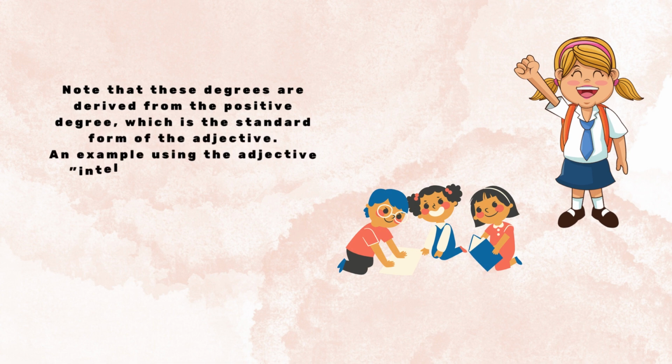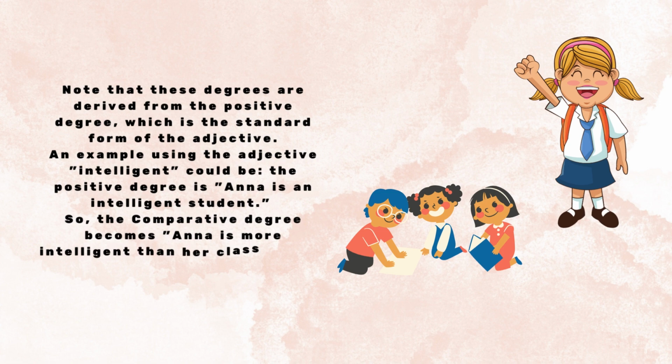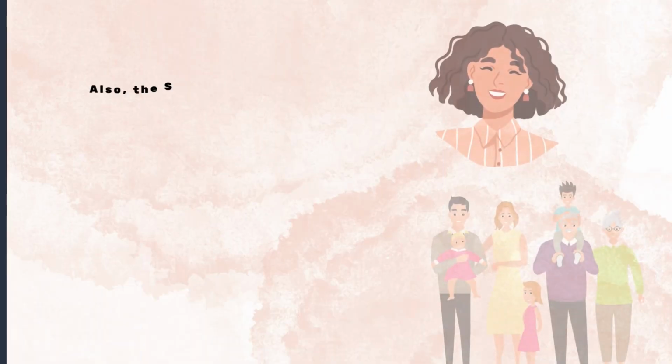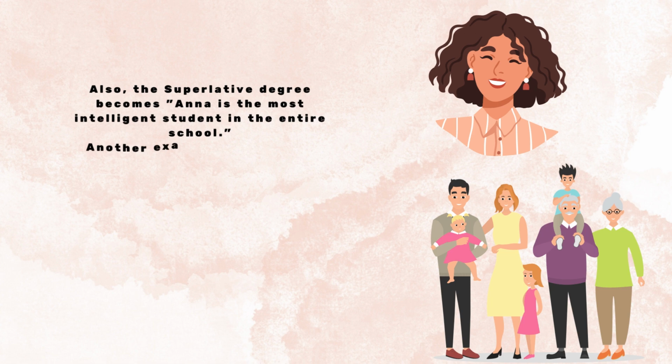An example using the adjective intelligent could be, the positive degree is Anna is an intelligent student. So, the comparative degree becomes Anna is more intelligent than her classmates. Also, the superlative degree becomes Anna is the most intelligent student in the entire school.